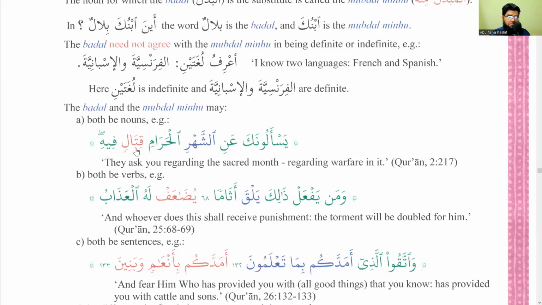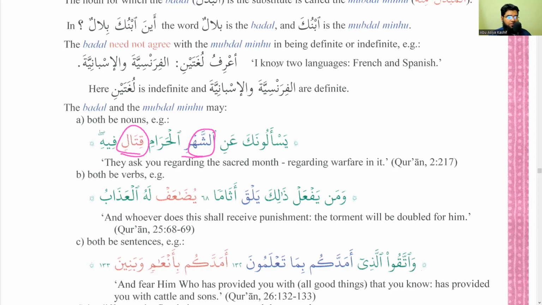Yas'alunaka anish shahril haram. They are asking about the month, haram, of the sacred month. But what about it? I mean, how many days it has? How many nights it has? No. Qitalin fihi. Regarding warfare, fighting in it. So shahr is mubdal minhu, and qitalin is badal. Right? Qitalin is badal. So noun.